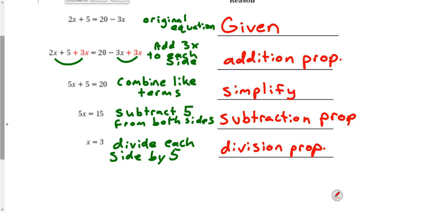All right, this is basically a proof. This is one type of proof that we might do. You generally will start off with a given statement, and you'll work your way through the problem, identifying each step, what property you used to figure out each step.